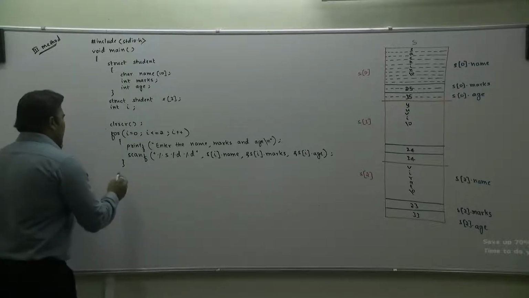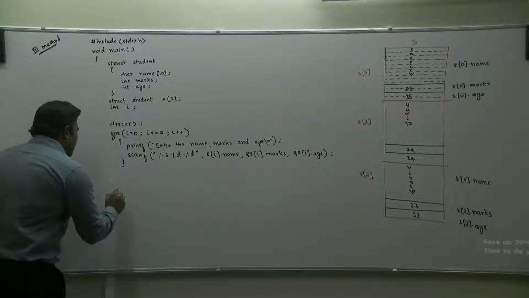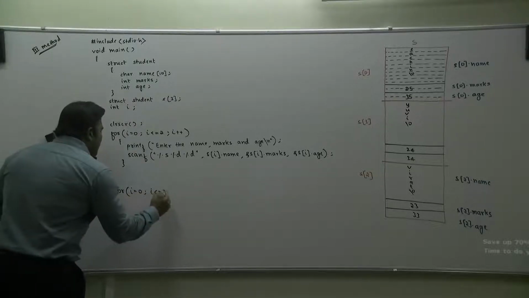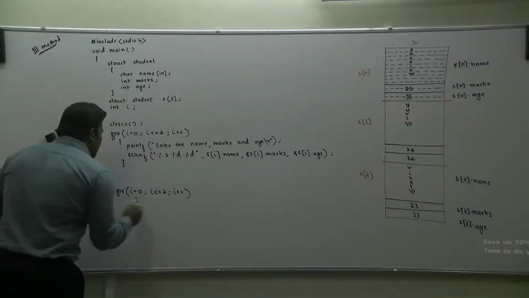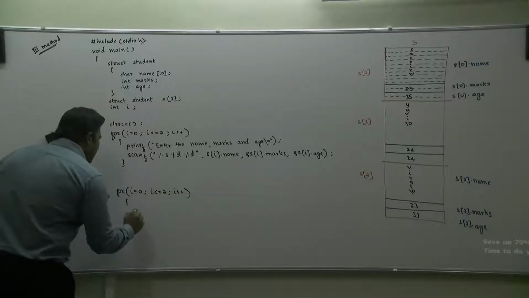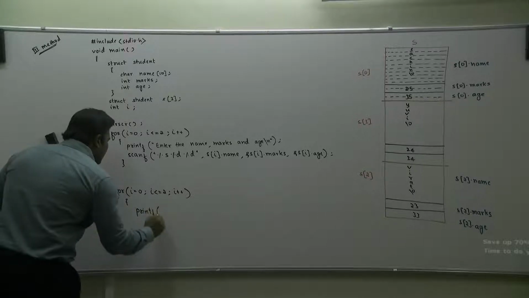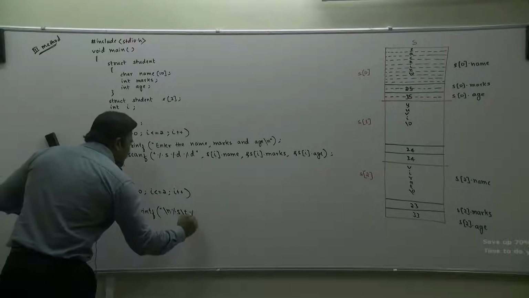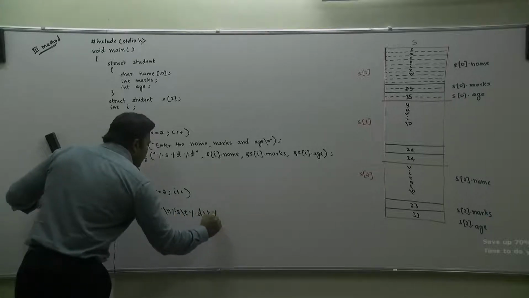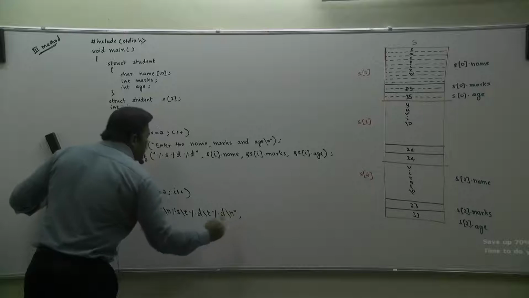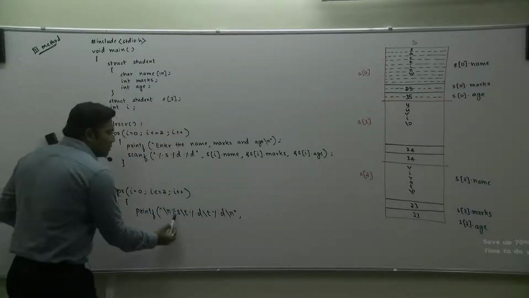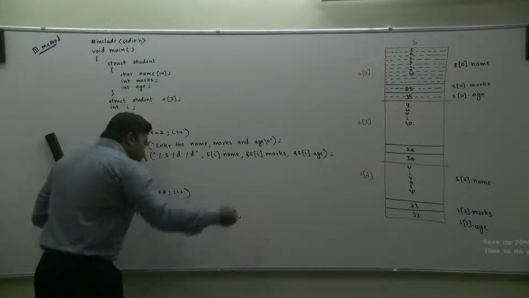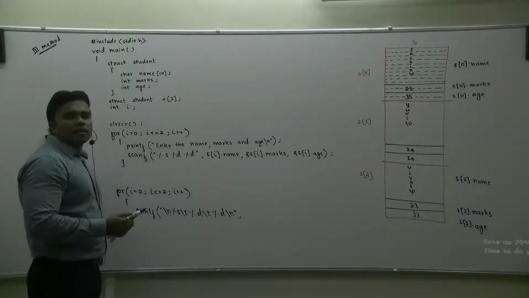How, sir, you may ask? Like this: for i equal to 0 till i less than or equal to 2, i plus plus. I can print it by telling printf. First I will tell backslash n, percentage s backslash t, percentage d backslash t, percentage d backslash n. So first the name will come, space, marks will come, space, age will come, and backslash n means the next name will come on the next line, like that.